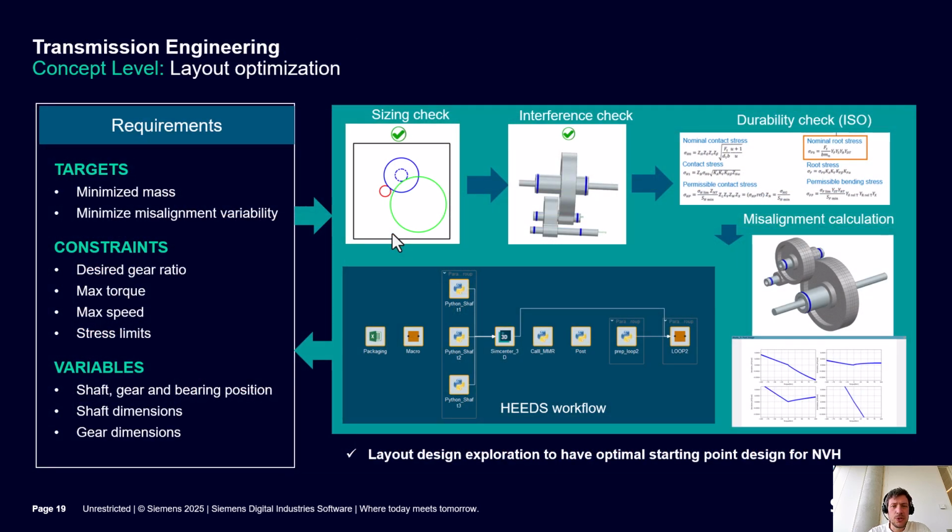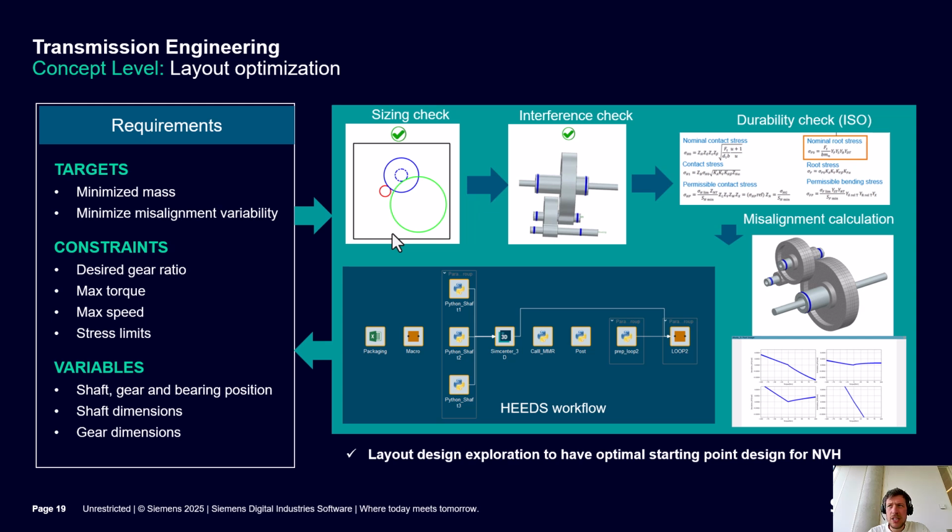So our colleagues from the services organization also developed a process to perform this layout optimization using SimCenter tools, more specifically SimCenter HEATS and SimCenter 3D Motion. And here the target is really to optimize your layout or your topology for minimized mass and minimized misalignment variability.